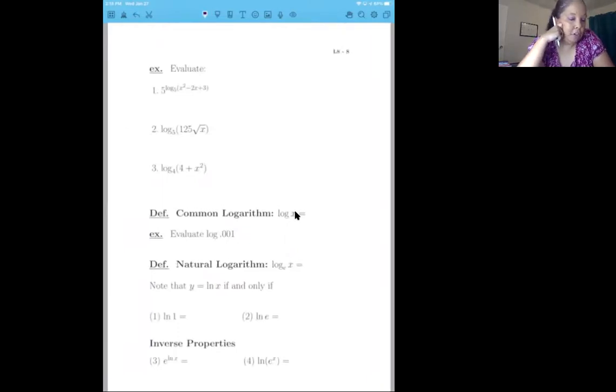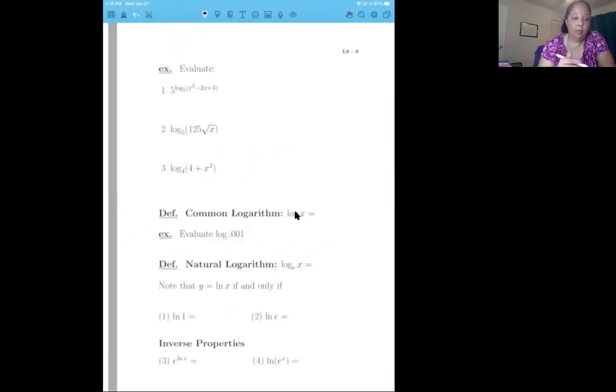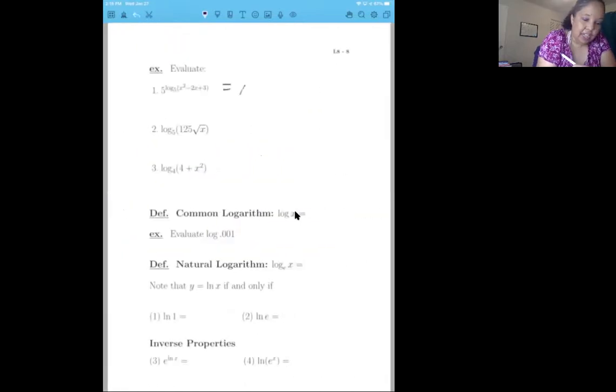All right, so we're going to use these properties to just simplify some of these expressions. So first it says I have 5 to the log base 5 of x squared minus 2x plus 3. Well, we just said if I have the same base and the same base of the logarithm, I just get what's inside that logarithm. So in this case, I just get x squared minus 2x plus 3 because I had 5 as my base and I had log to the base 5. So I just get what's inside that logarithm.